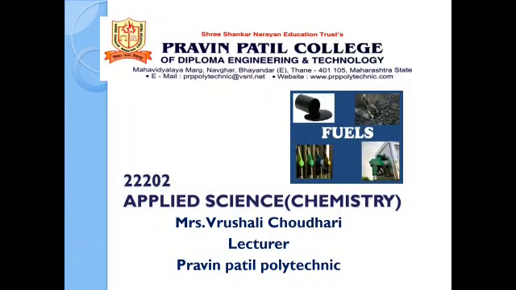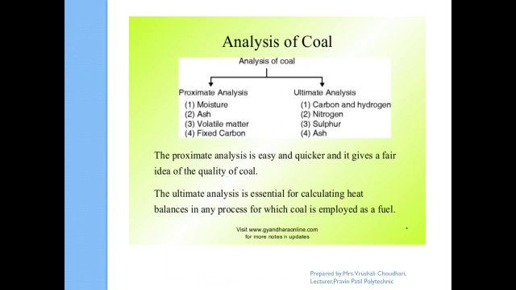We already learned what proximate analysis is, which determines the percentage of moisture, volatile matter, ash and carbon content. In ultimate analysis, we are going to learn how much exactly carbon and hydrogen is present, how much nitrogen is present, sulfur is present and the ash is present.